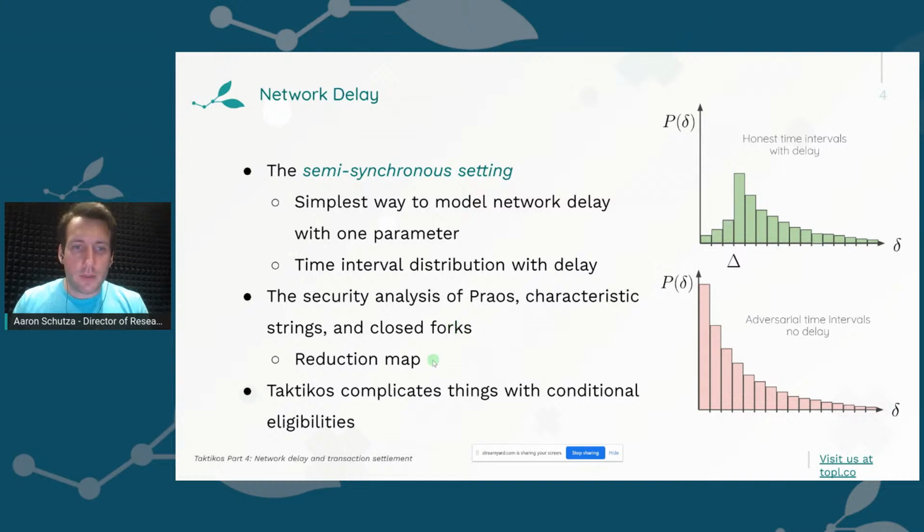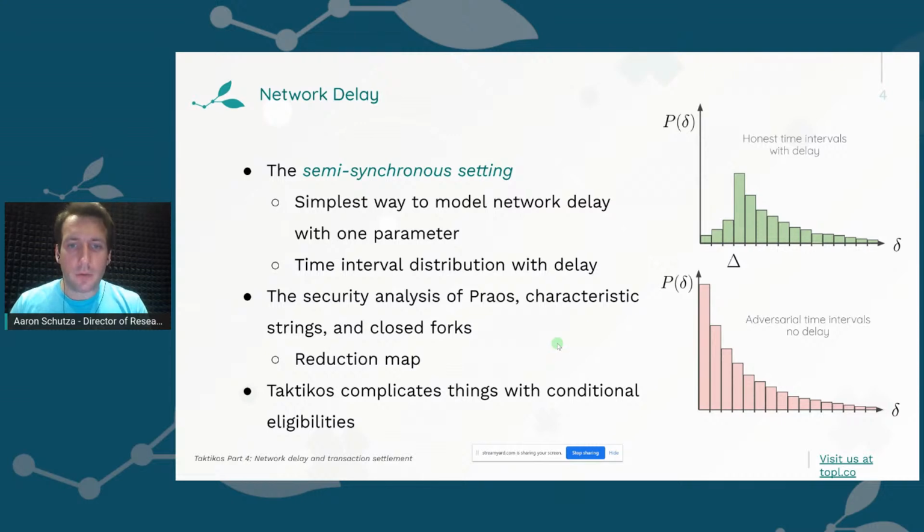And this reduction map technique is also deployed, which reduces this semi-synchronous model to a synchronous setting where you're modeling the forks as if they're induced by some kind of hypothetical adversary that's able to fork the network with respect to delay. So that self-contained analysis serves as a basis for understanding Taktikos, since we're inheriting a lot of the security properties and the staking procedure of Praos along the way.